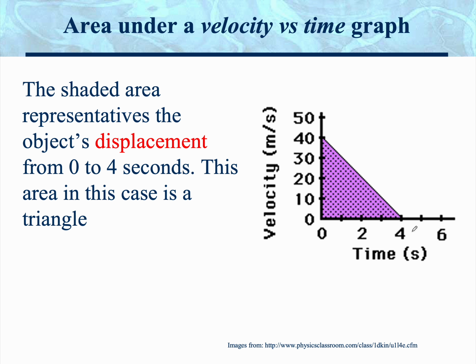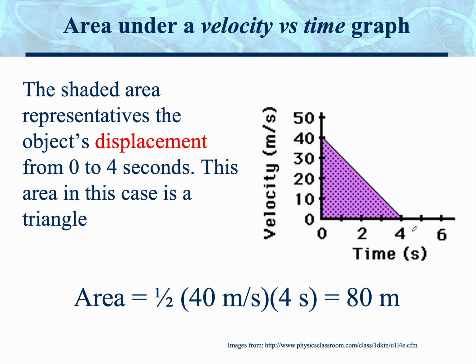In this case, the object started out at 40 meters per second, and by 4 seconds, it dropped down to 0. How do you find the area of a triangle? Well, hopefully most of you remember it's 1/2 base times height. Again, seconds cancel, and you'll discover in this case the displacement of this object, delta x, is going to be 80 meters. And you're like, oh, okay, not so bad. In this case, this object will have moved 80 meters in the positive direction. Depending where it starts, it all depends on its ending position.